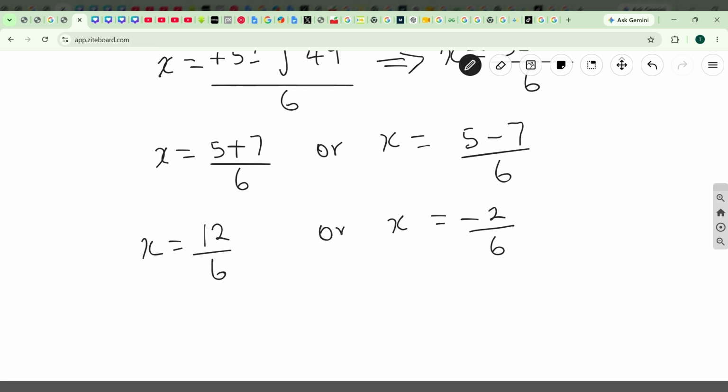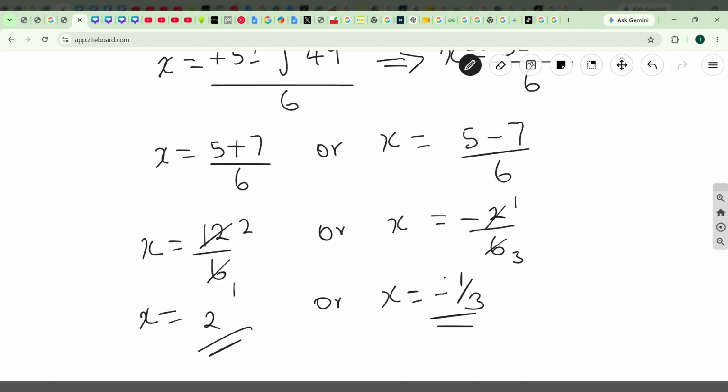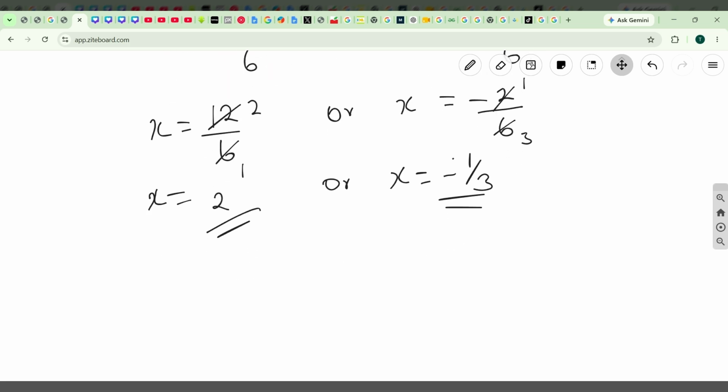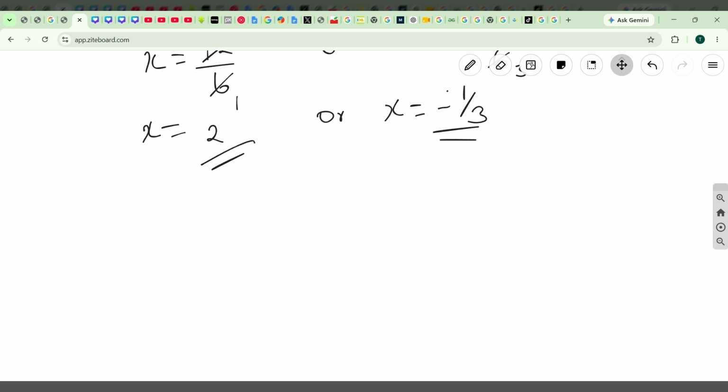And this simply means that 6 divided by itself is 1, and 2 divides 6, that's 3 times, and 2 divided by itself is 1. So we have x is equal to 2, or x is equal to negative 1 over 3. So that becomes our two instances of the value of x. Pretty straightforward and simple, clean, and straight to the point.